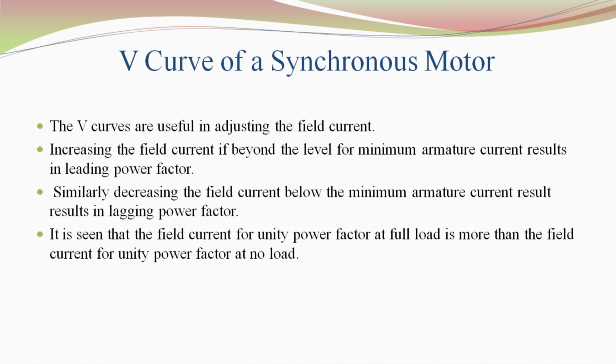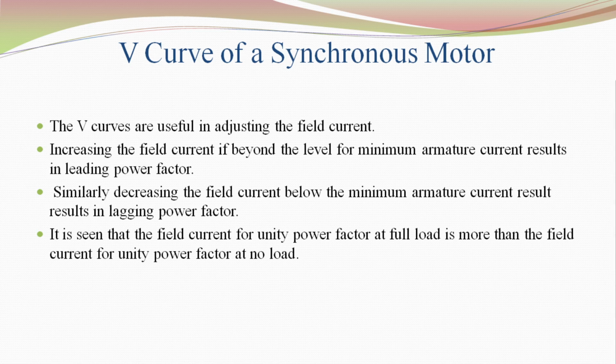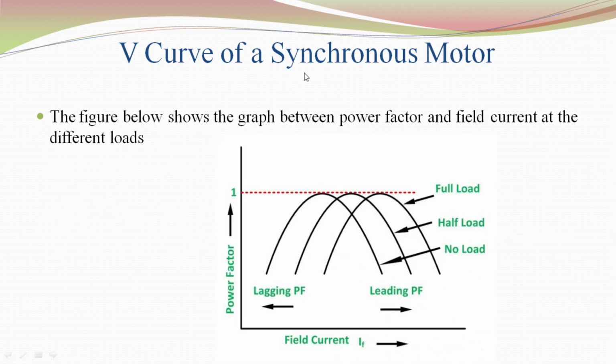V curves are useful in adjusting the field current. Increasing the field current beyond the level for minimum armature current will result in leading power factor, and decreasing the field current below the minimum armature current level will result in lagging power factor. So it can be seen that the field current for unity power factor at full load will be more than the field current for unity power factor at no load. The figure below shows the graph between the power factor and the field current at different loads. So at full load, half load and no load, and for lagging and leading power factors we can see this inverted V curve.